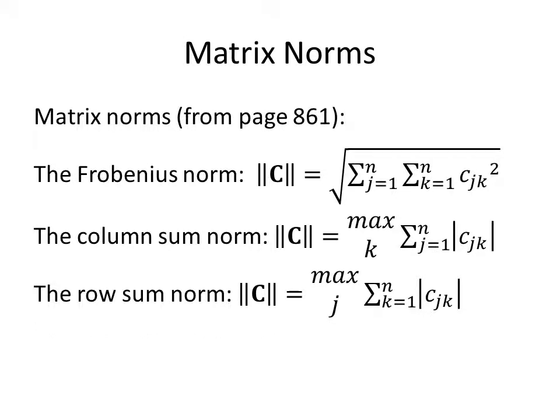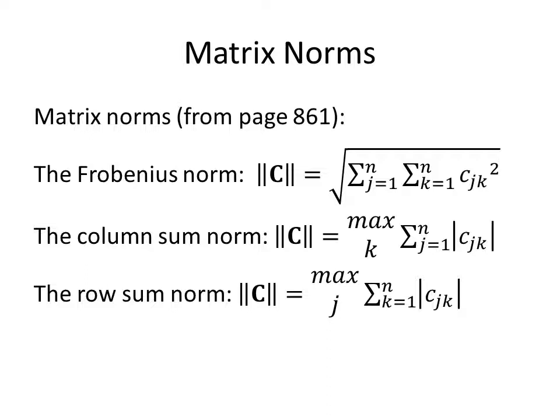On matrix norms, which are defined on page 861, we have 3 in common use. The first is probably less common than the other two. The first is the Frobenius norm, where you take each of the components of the matrix and square them, then sum them all up and then take the square root of that. The next one is the column sum norm, where you take the absolute value of each of the terms, sum each column and take the maximum of those sums. And then you have the row sum norm, which is to take the absolute value of each of the terms, sum them across the rows, and then take the largest of those row sums.